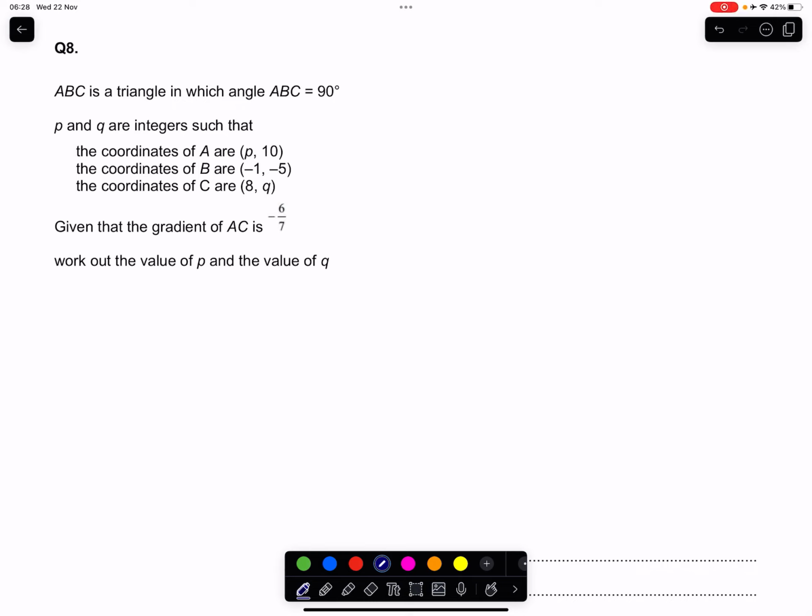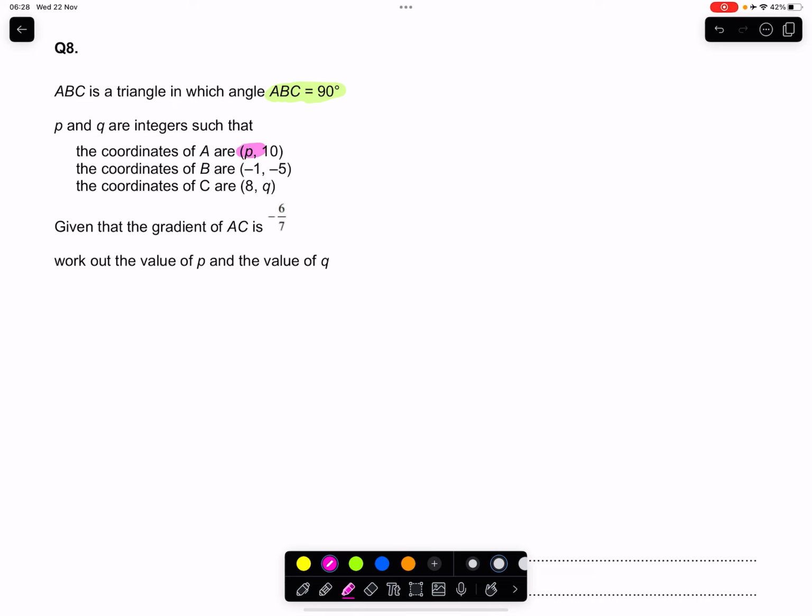Question 8. ABC is a triangle where the angle ABC is 90. I'm going to highlight that just now because that's going to be useful later. We're told that P and Q are integers, that is whole numbers, and we're given 3 points on this triangle.